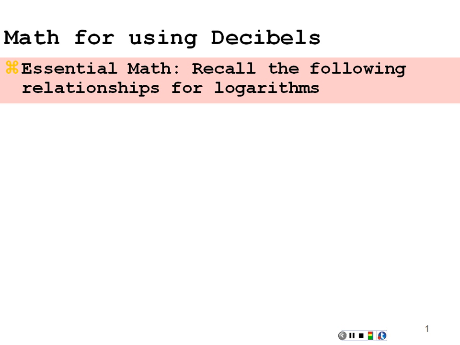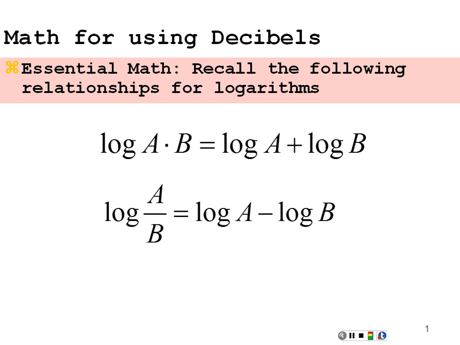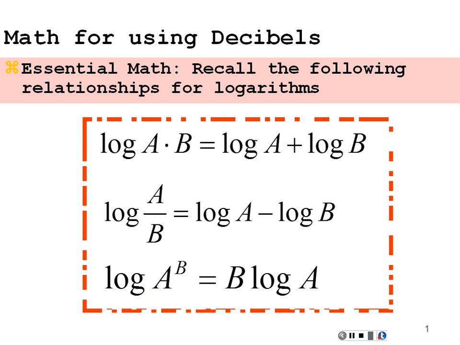We'll recall the following relationships for logarithms, base 10. If you have a log of a product, a times b, that's equal to the log of a plus the log of b. So you just separate the logs. The log of a quotient, a divided by b, is equal to the log of a minus the log of b. And if you have log of a to a power b, you can decrement the power, put it out front, and that's equal to b log a. So this is fun logarithmic math that you may recall from earlier days that you haven't probably used very much. But if you're dealing with decibels, you're going to use it a lot more.